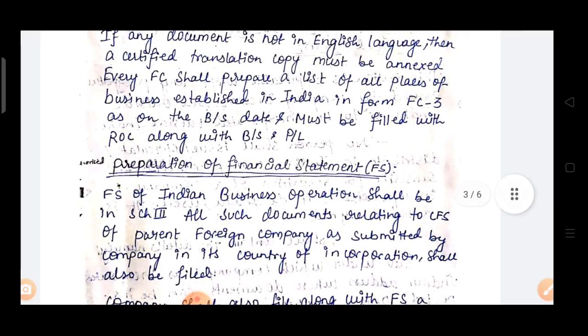Now, preparation of financial statements. Financial statements of Indian business operations shall be in Schedule 3.